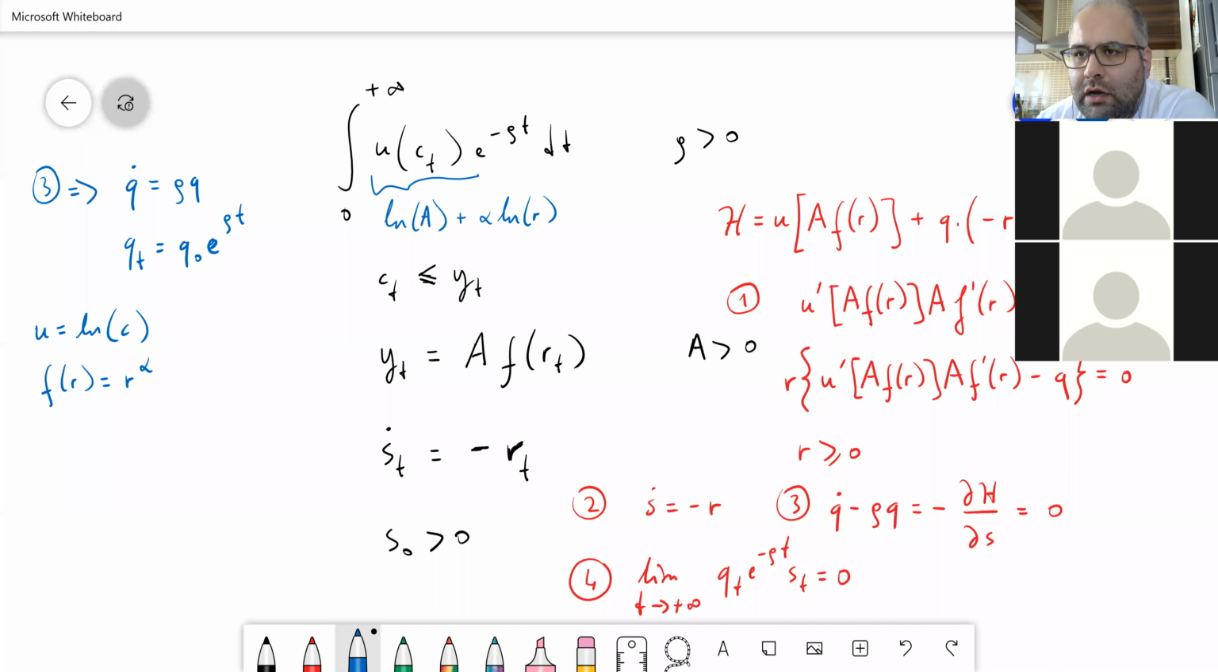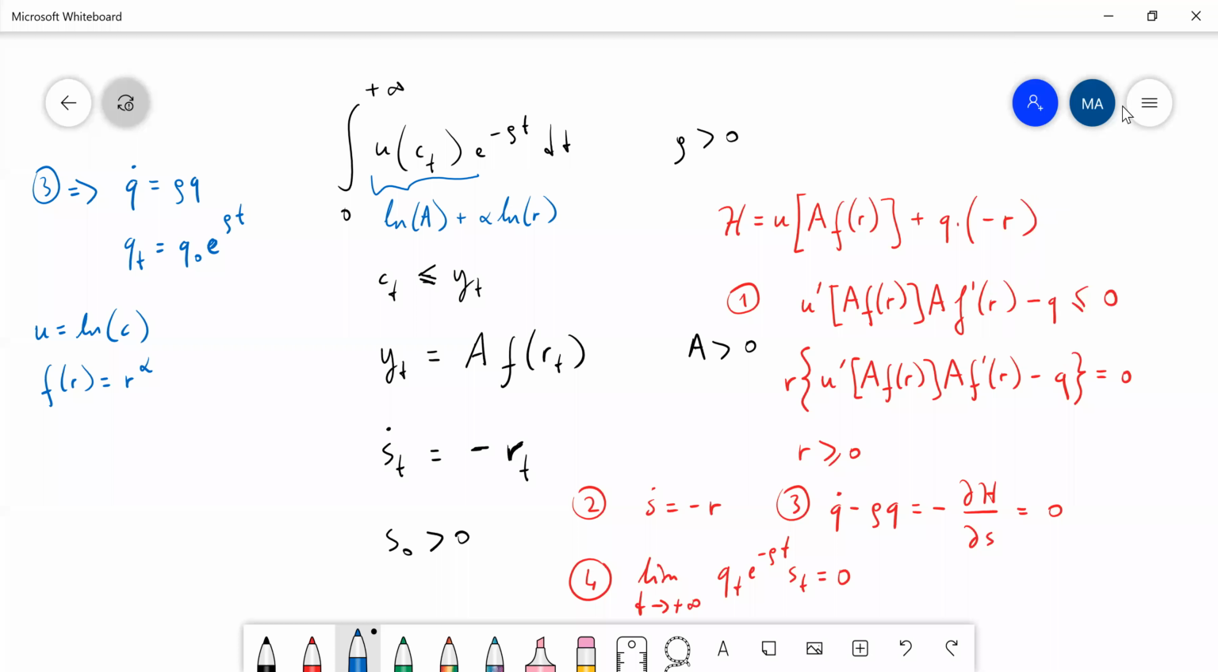So welcome back to our third session for today. We're going to continue with more examples. So here I was just writing down a resource use problem.